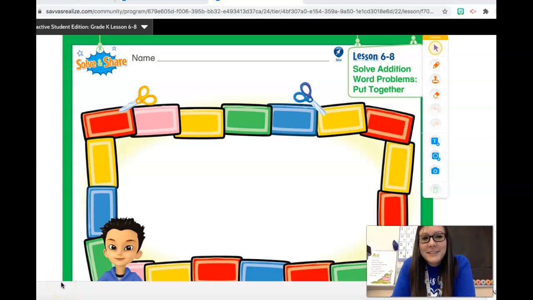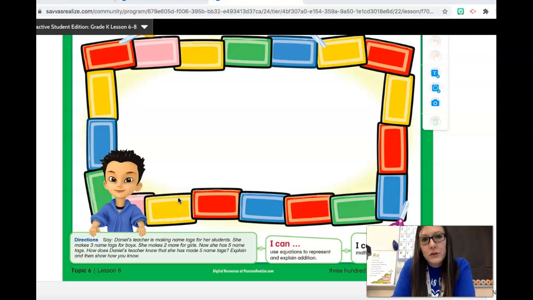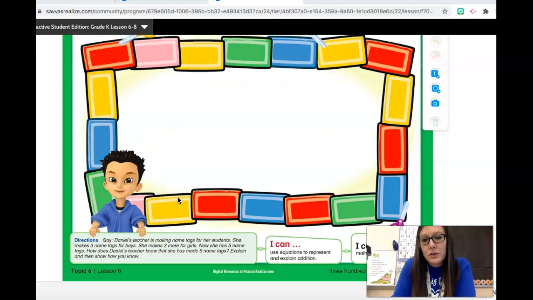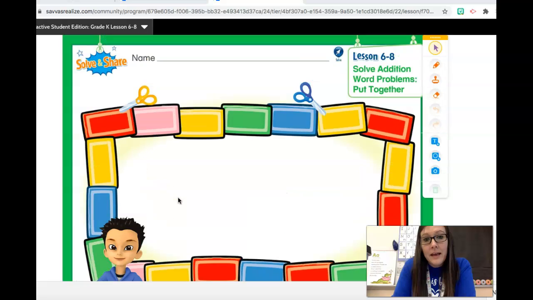Hey mathematicians, for math today, you will need lesson 6-8 from your math book. You can find this on page 329. This is a 3-page lesson, lesson 6-8, page 329. And then you will need a crayon or a pencil. You can pick. You could even use counters for this lesson if that helps you.